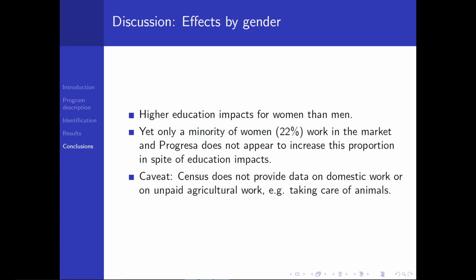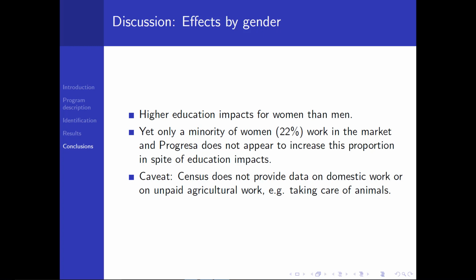These effects of increasing schooling by a year, compared to what they would have had without the program, are an increase of about 15%. That's a big jump in completed schooling. We're not seeing, at least up till now, evidence that this has an effect in the labor market.